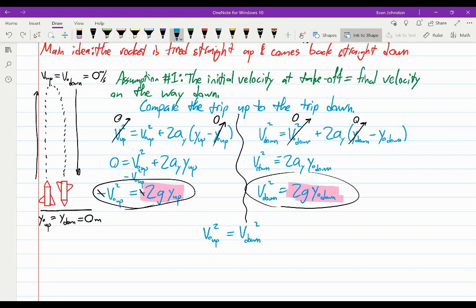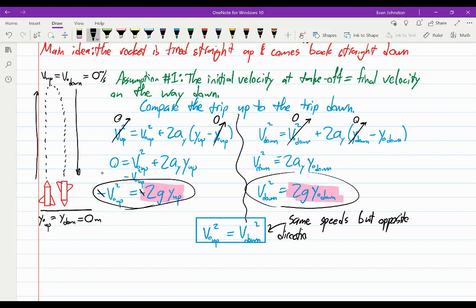So we have the first thing: the speed is the same at the same position. And this tells me that we have the same speeds, but opposite directions. Since we're squaring it, v down can be negative, but it'll still come out positive. So all this is saying is that v up is equal to negative v down. One's going up, one's going down, one in the positive direction, one in the negative.